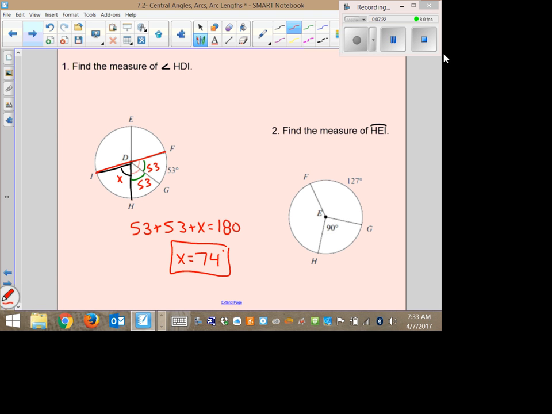All right, now let's find the measure of HEF. I mistakenly said HEI earlier. So HEF is this measure right here. Note we can bring our 127 in here, and in a circle the angles add up to 360. So we can call this x and say 127 plus 90 plus x has to equal 360. Solving for x, we get 143.